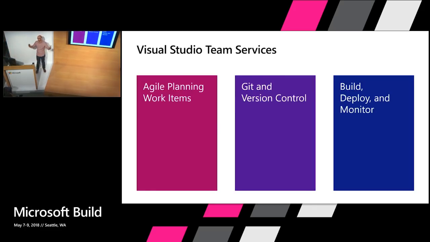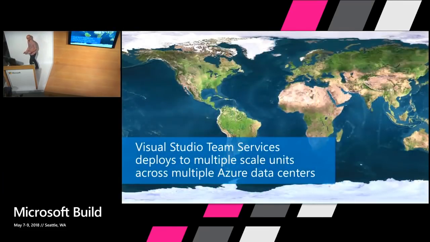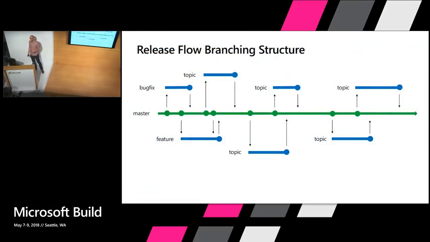than GitHub is. So it takes us longer to build, it takes us longer to deploy, and we deploy more places than GitHub does. We're very geographically distributed. VSTS deploys to multiple scale units across various Azure data centers across the globe. So instead of doing continuous deployment, we do something that we call release flow. Now, release flow takes our trunk-based branching strategy and adds an idea of how we want to deploy it to our servers on top of that.